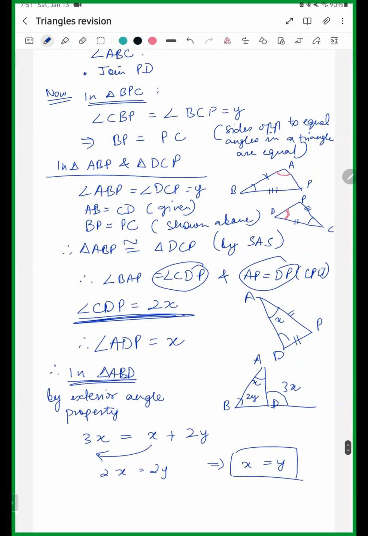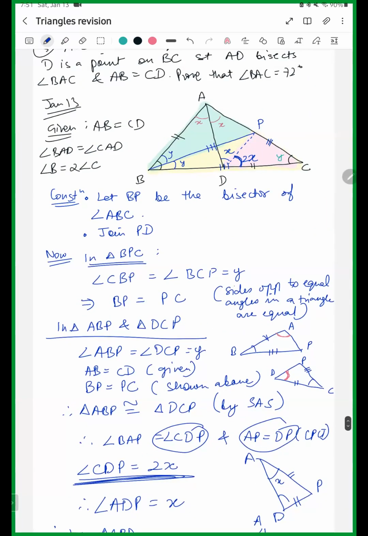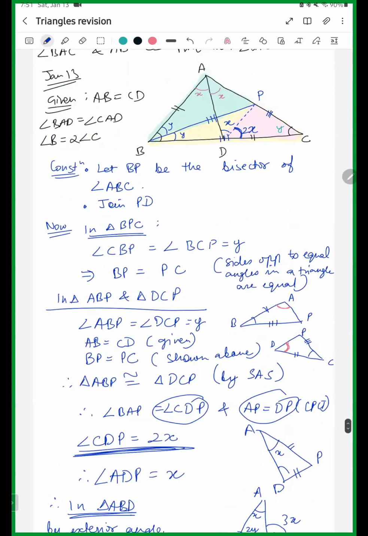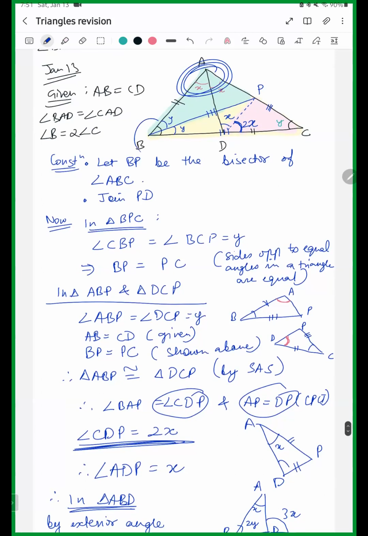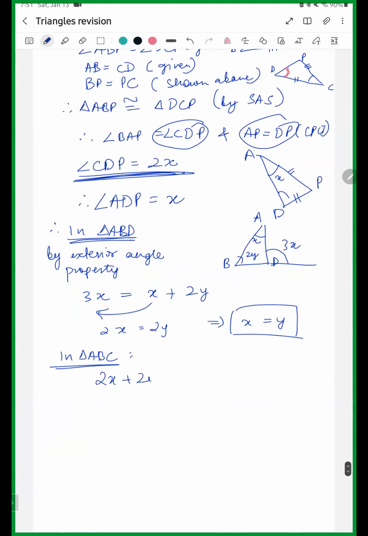Okay. If x is equal to y, then you can clearly see in the biggest triangle, the original triangle ABC, what will be the angles if you apply angle sum property? Add all of the angles of the triangle. 2x plus 2y plus y, right? So it becomes 2x plus 2y plus y equals 180 degrees.